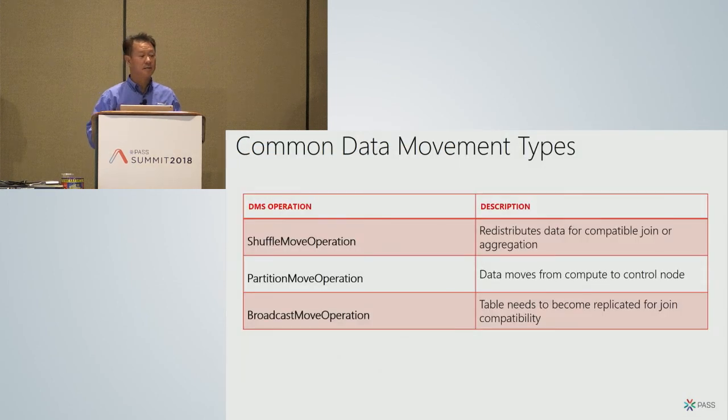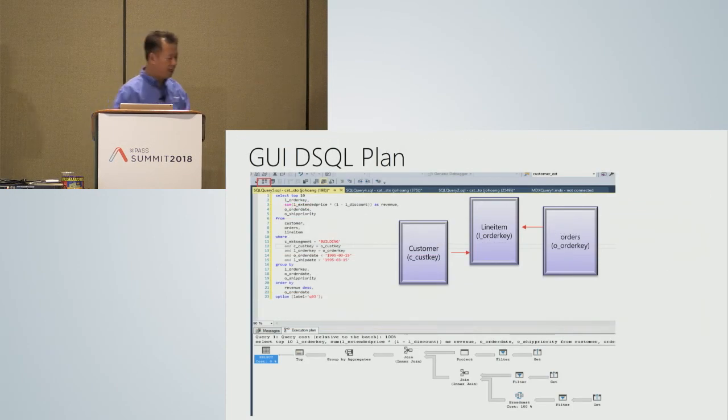And then again, the typical common data movement operation is shuffle move, which is basically redistributing all the data, specifically the fact table, to make sure I have a compatible join. Partition move is basically I aggregate the data and get it to the control node. That's the final aggregation. And the broadcast move is basically making the table replicated. It's more efficient that way.